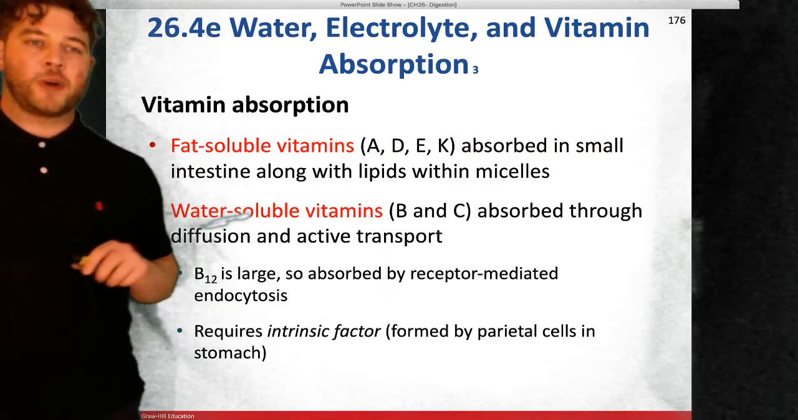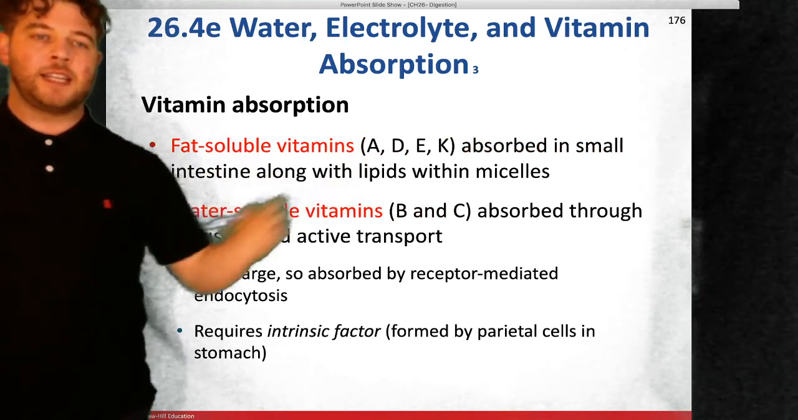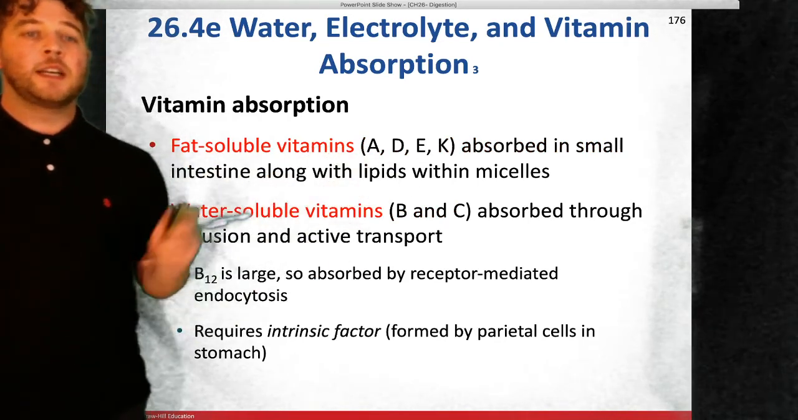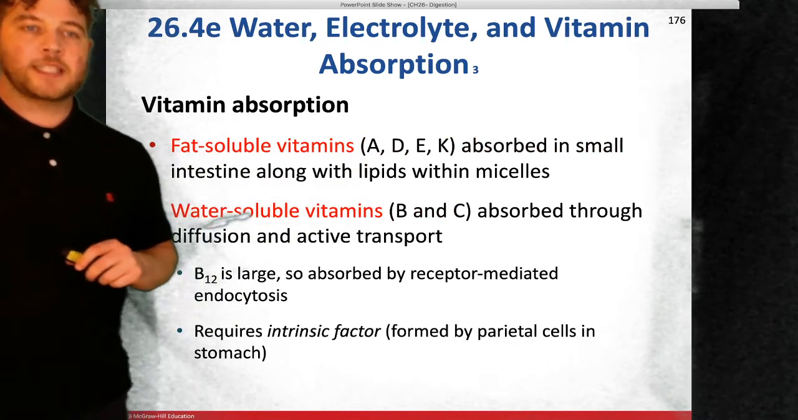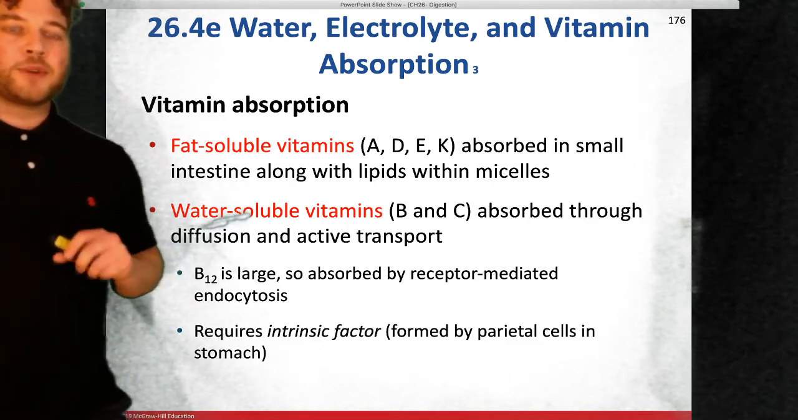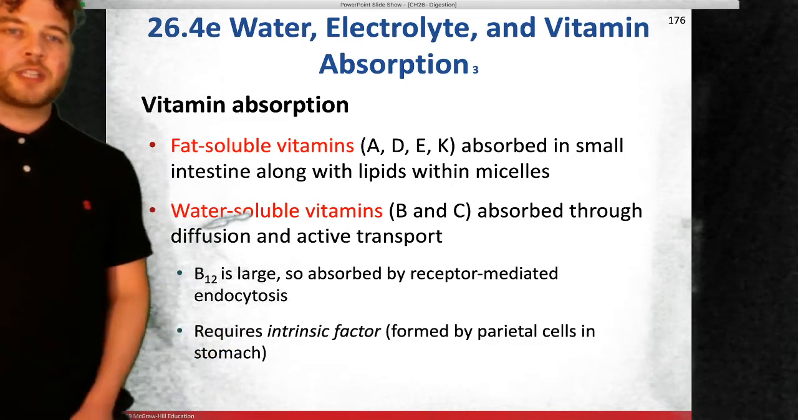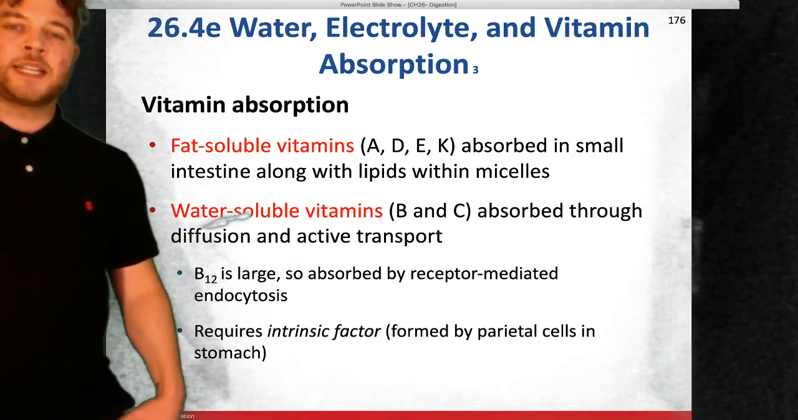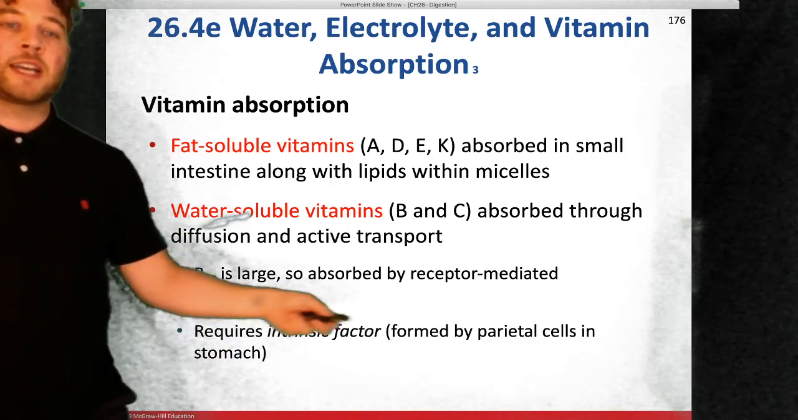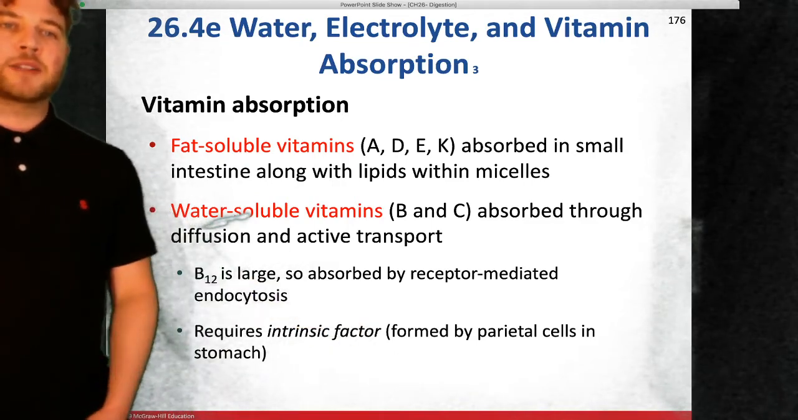Vitamins, you have fat and water soluble. You should know the difference. Fat soluble are A, D, E, and K. Water soluble are B and C. The fat soluble ones are absorbed in the lacteals, while B and C are absorbed through diffusion and active transport. B12, because it's so large, is absorbed by receptor-mediated endocytosis, requiring intrinsic factor from parietal cells in the stomach.